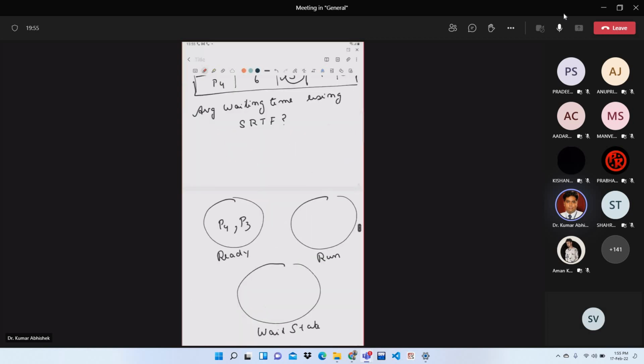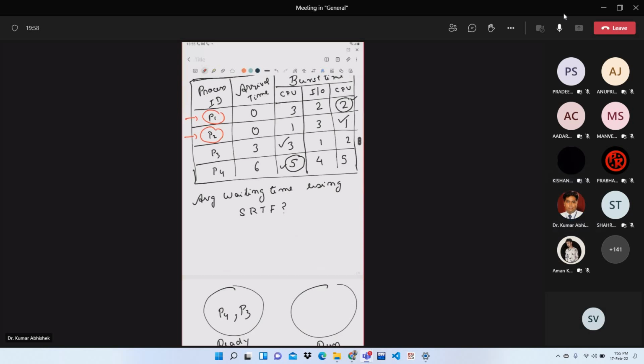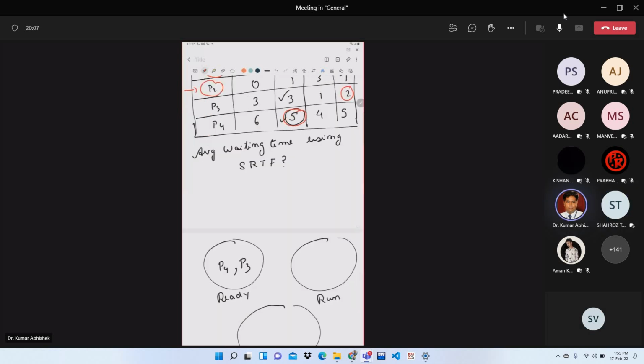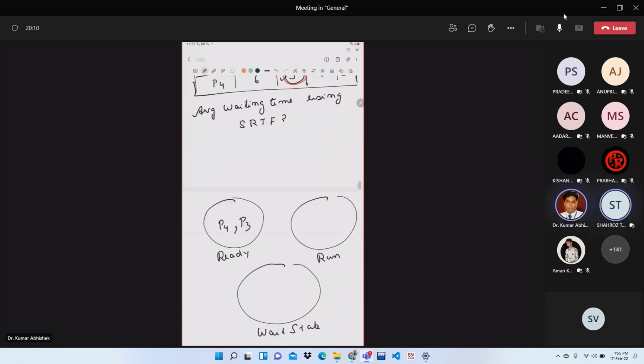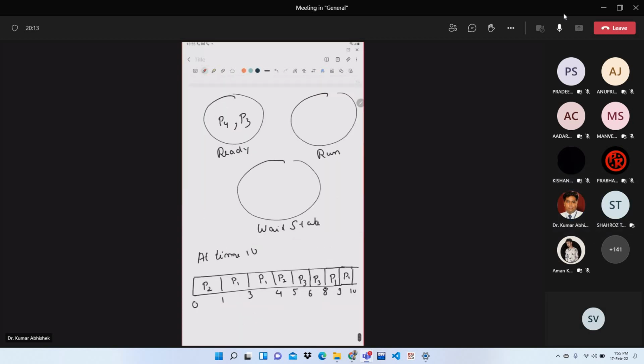Now at time 10, what we have is P3 and P4 ready. This is the situation. P3 is having burst time 2, P4 is having burst time 5. So what will happen? P3 will come. P3 will go to run state. So from 10 to 12, P3 will work.